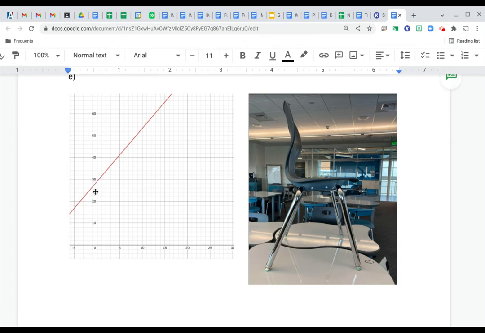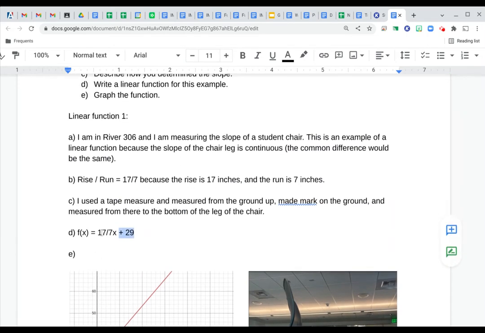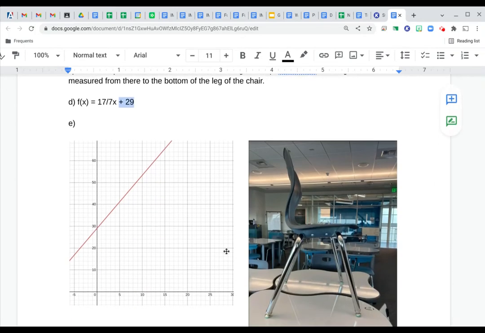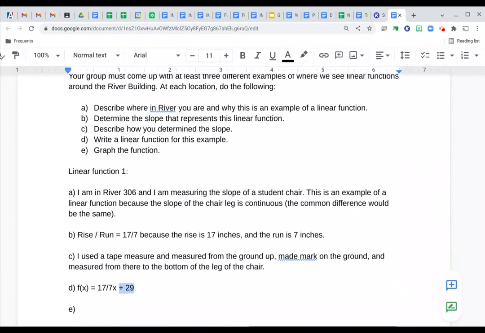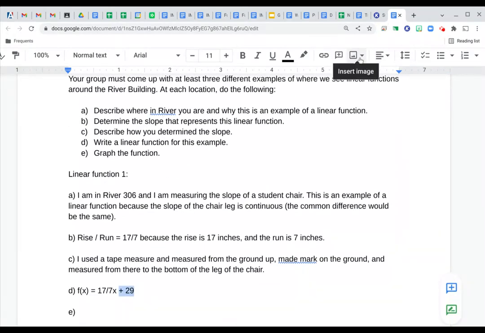Now, I was kind of getting fancy there. If you have something that is starting from the ground, then its y-intercept would be down here at the origin, and it would just be, for example, 17 over 7x, and that would be it, plus 0, right? You don't need to put the plus 0. But because mine was elevated, it was not sitting on the ground, considered the x-axis, then I had a y-intercept at 0.29.